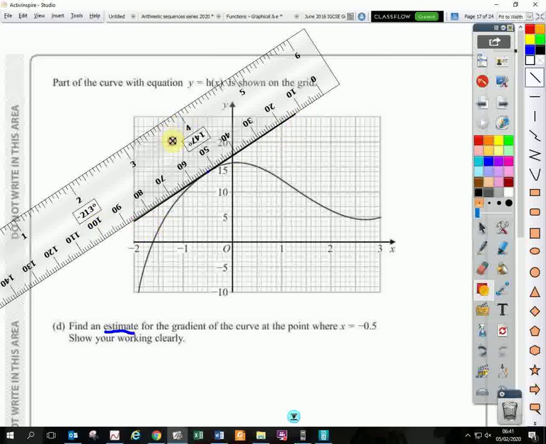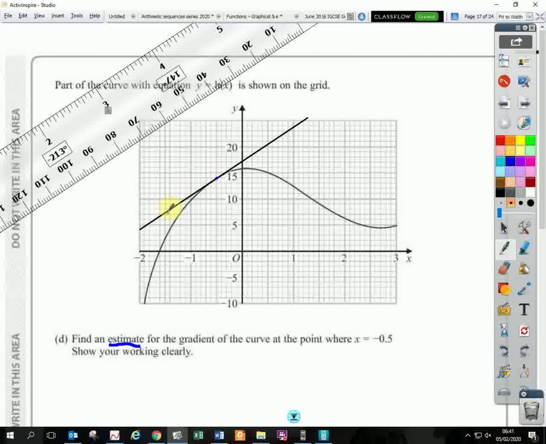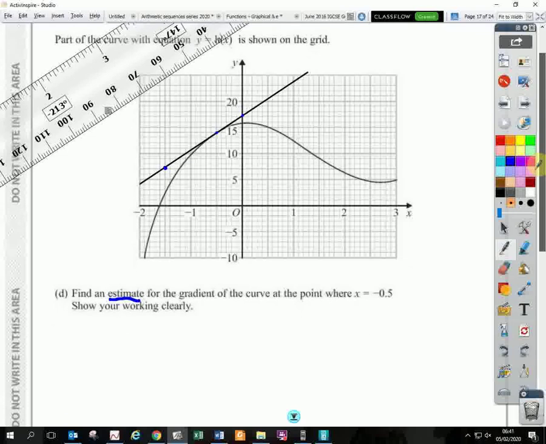Yep. And that's the definition of a tangent. It touches at that one point of contact. What you then need to do is find 2 points that lie on the line that you can easily read off. So let's have a go. That one seems alright to me. Okay. There is some leeway in this question.